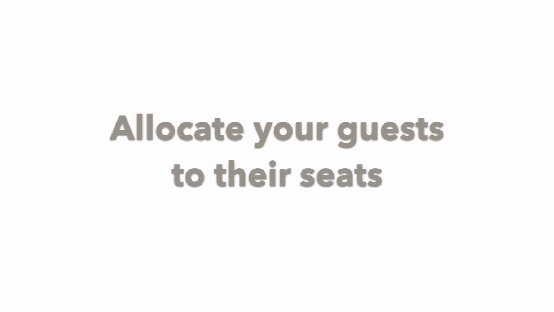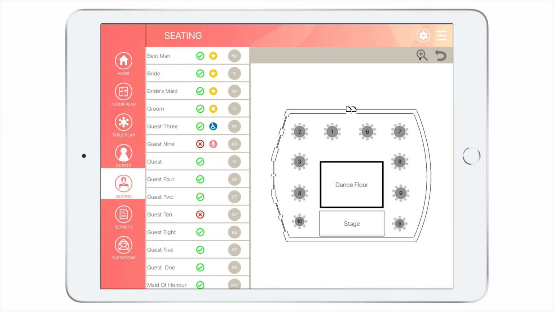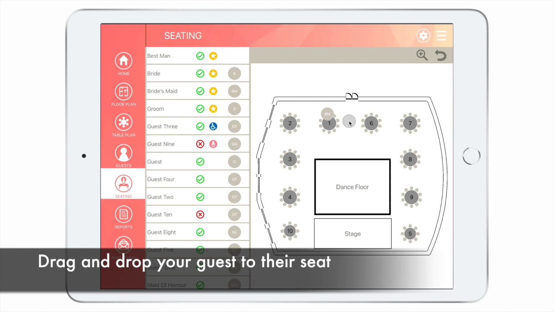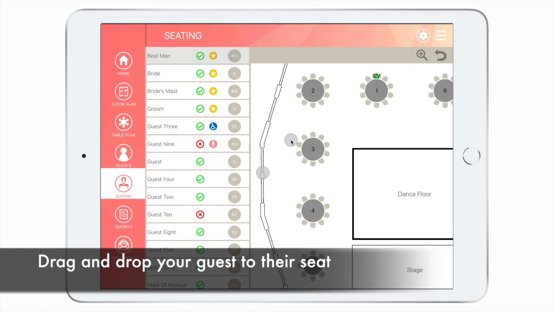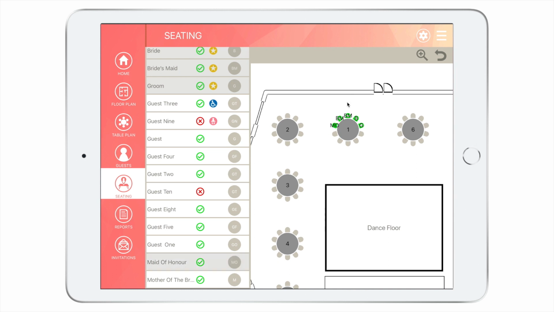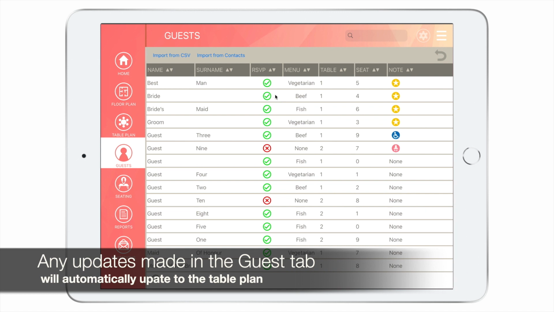Now we can allocate your guests to their seats. You can drag and drop your guests to their seats, pinch in closer to zoom in. Any updates made in the Guest tab will automatically update to the Table tab.